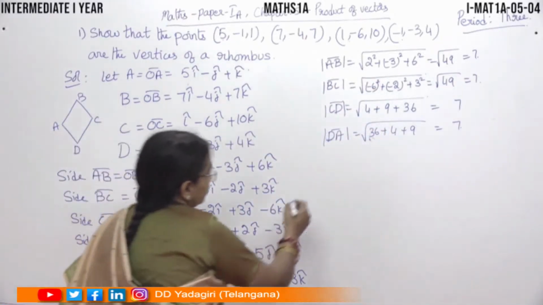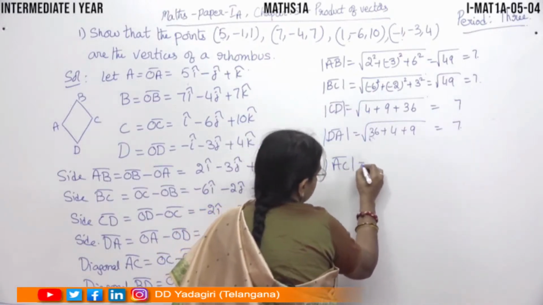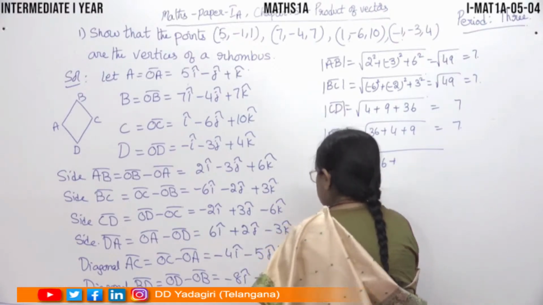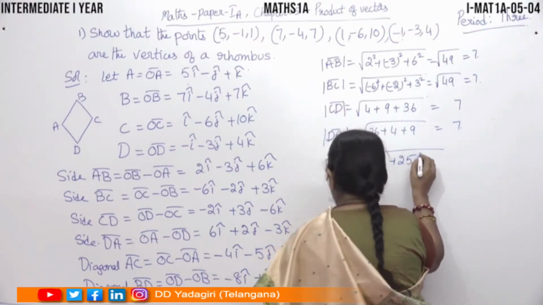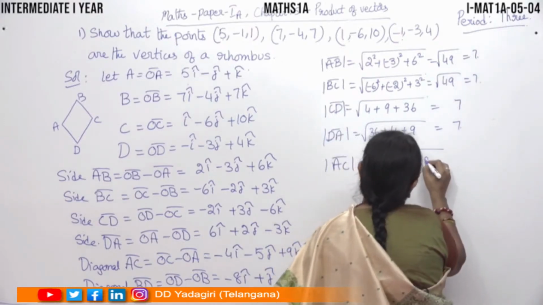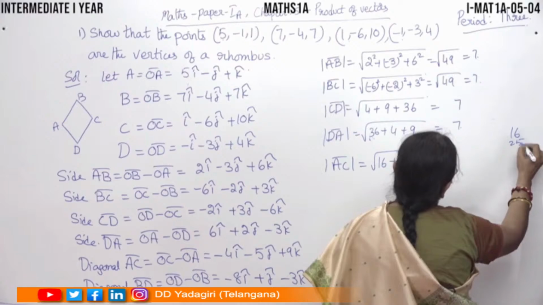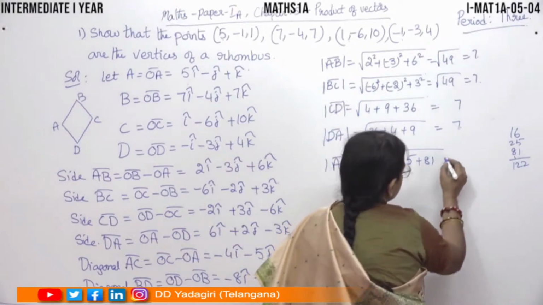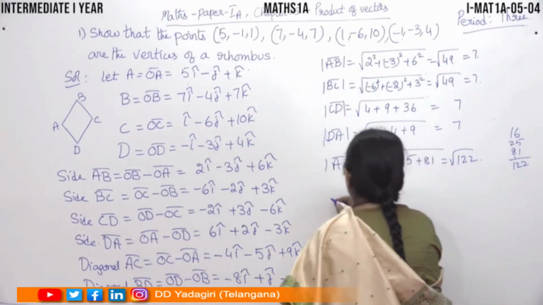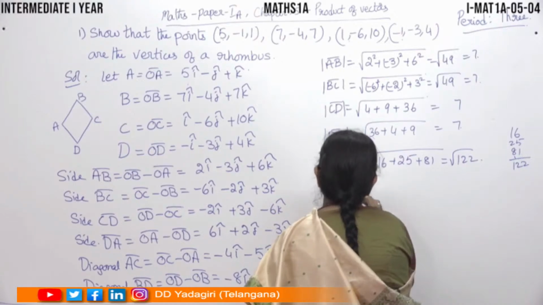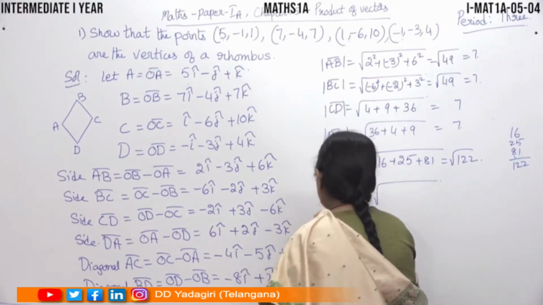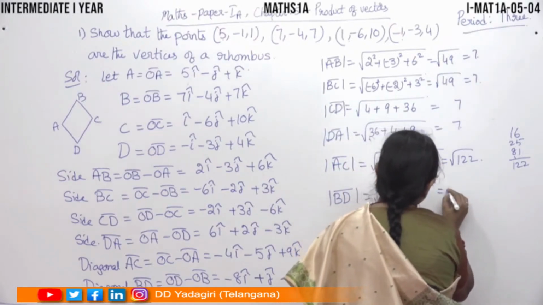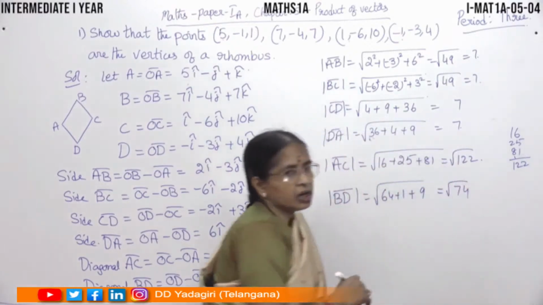Now you take the diagonal. So mod AC is root of minus 4 whole square, that means 16, plus minus 5 whole square, that is 25, plus 9 square, 81. So it is 16 plus 25 plus 81. So it is root of 122. Now next you find the length of the diagonal BD, that is root of 8 square, 64 plus 1 plus 9. So that is root 74. You can see that the diagonals are not equal.